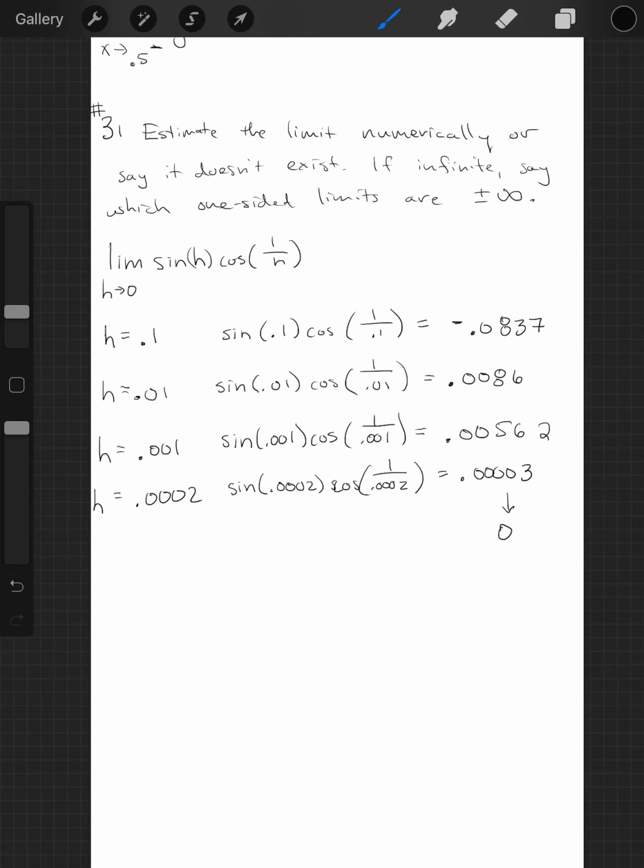But one of the things that I need to be careful about is that all of these numbers that I've chosen, they're all bigger than 0, right? So what I've really done here is estimated that the limit as h goes to 0 from the positive side of sine h cosine of 1 over h equals 0, right? And so I really want to make sure that it happens from both sides, right?